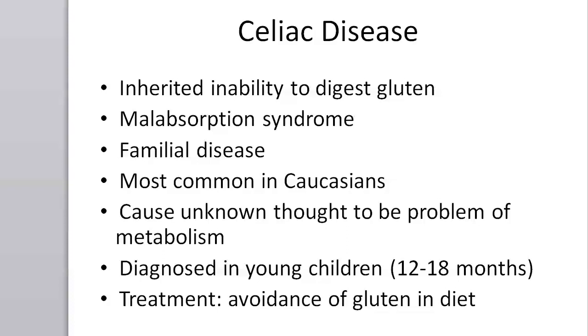They also may do an upper GI series to look at the structures of the small bowel. What they see with celiac disease is that the typical feathery pattern of barium in the small bowel is lost, and the barium may precipitate and clump.